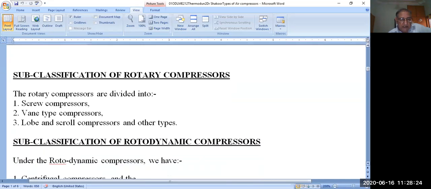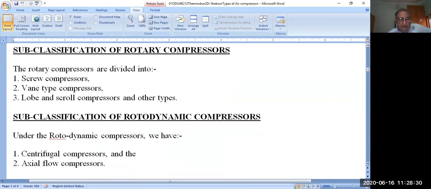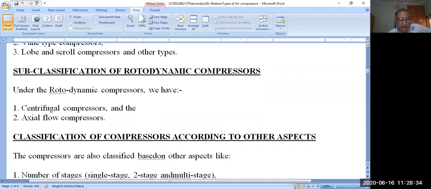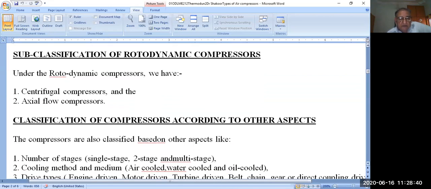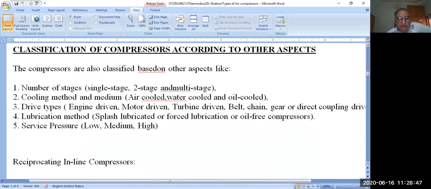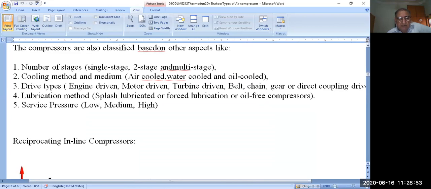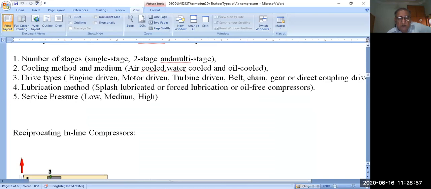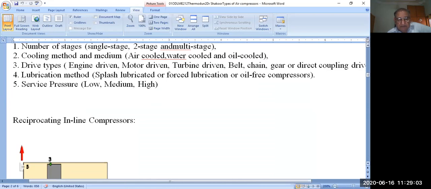Some classification of rotary compressors is given here. The rotary compressors are divided into screw compressors, vane type compressors, lobe and scroll compressors, and other types. Under rotor dynamic compressors are centrifugal compressors and axial flow compressors. Classification of compressors according to other aspects: the compressors are also classified based on other aspects like number of stages, so they are single stage and two stage type of compressors, and by cooling method and medium: air cooled, water cooled, and oil cooled.